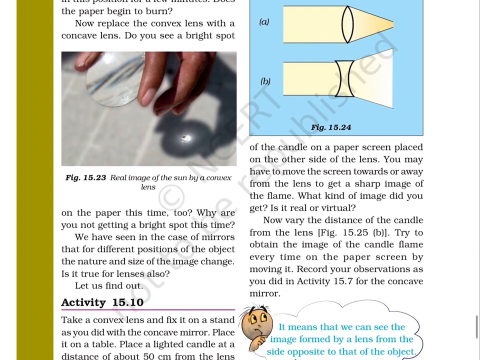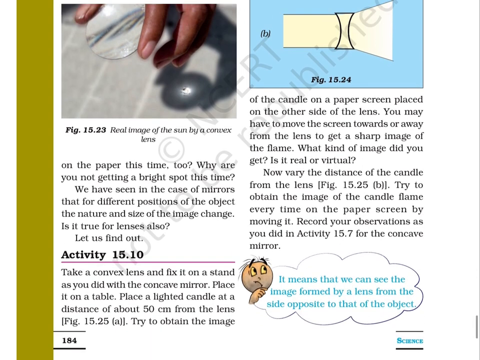We have seen in the case of mirrors that for different positions of the object, the nature and size of the image change. Is it true for lenses also? Let us find out. Figure 15.23. Real image of the sun by a convex lens. Here we can observe a small image of the sun on the paper which is being formed with the help of the lens.